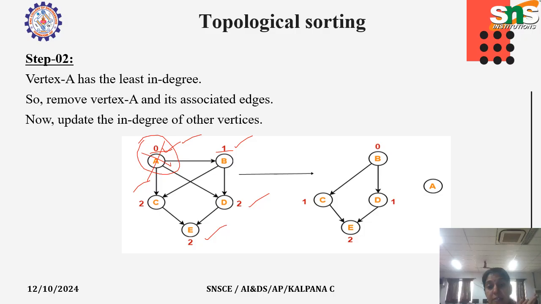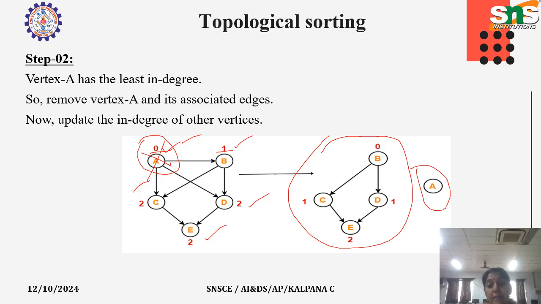As discussed, I have removed the vertex A from the graph, and the resultant graph will be like this. After the removal of node A, my graph resembles this: B, D, C and E. And we have to keep A separately. Once you remove vertex A, again we have to calculate the in degree for each vertex or node in the resultant graph. So this is my resultant graph.